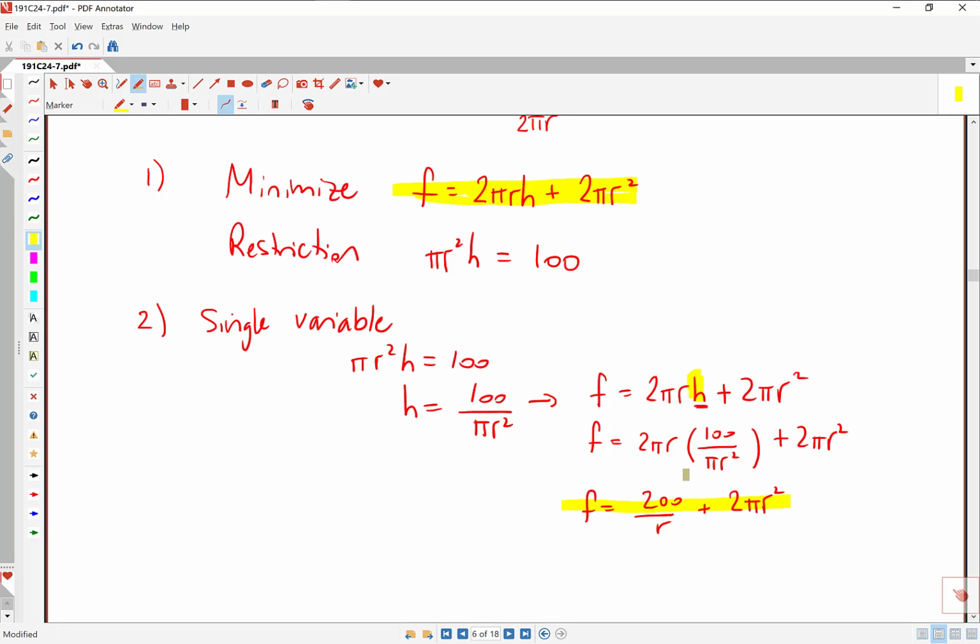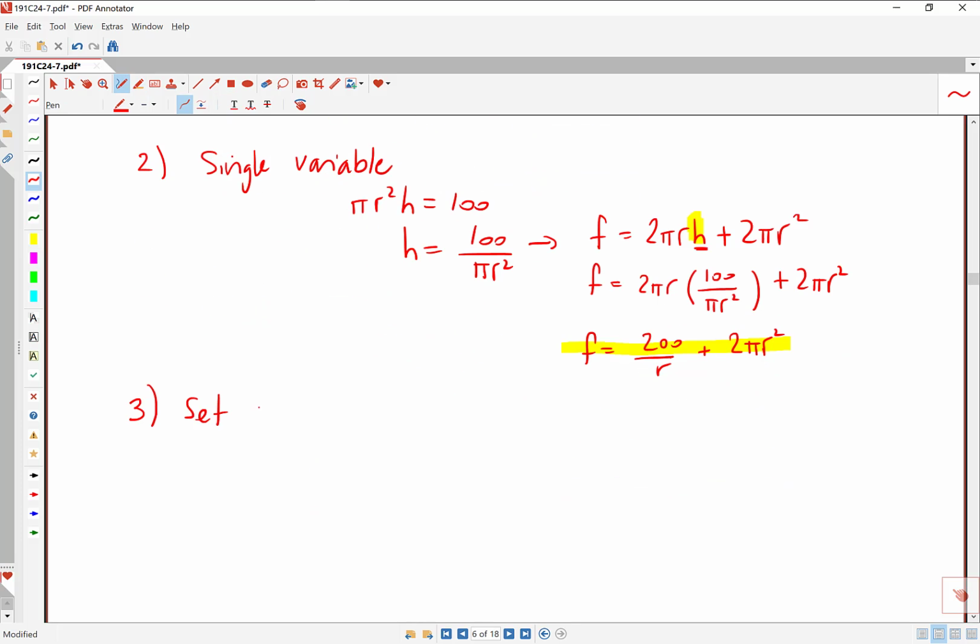So now we're ready for step 3. So we're going to set f prime equal to 0. Okay, well, looking ahead to take the derivative, this first term of f, if you wanted, you could call it 200 r to the negative 1, just to make life a little easier when you take your derivative. So f prime would be minus 200 r to the negative 2. So the power decreases when you take your derivative. And then you'd have plus 4 pi r.